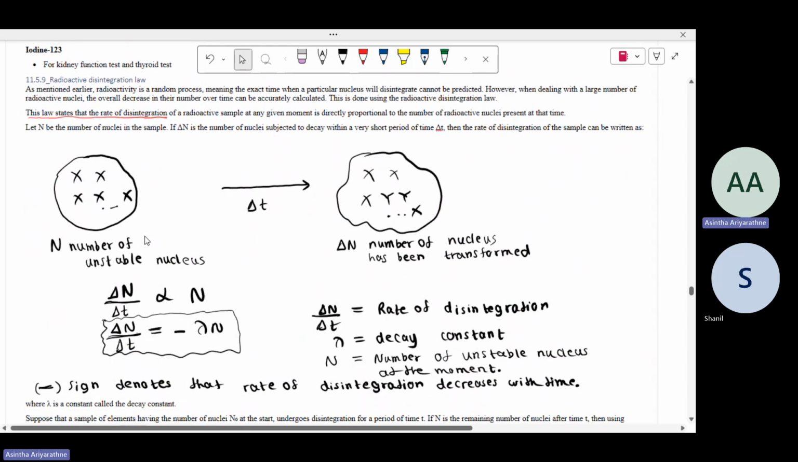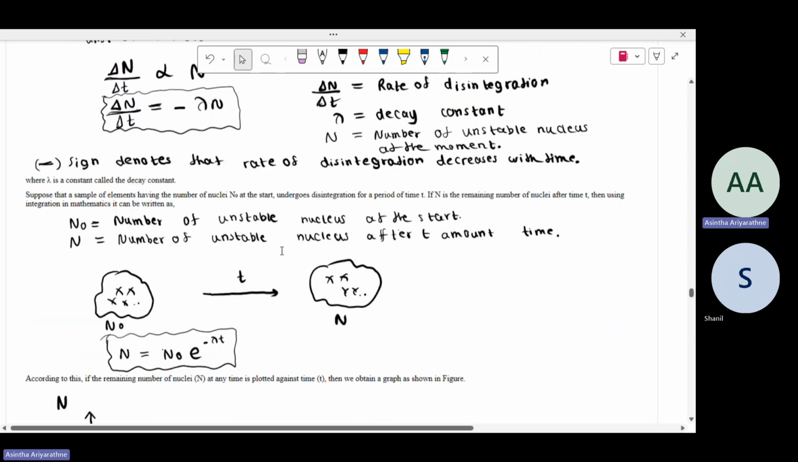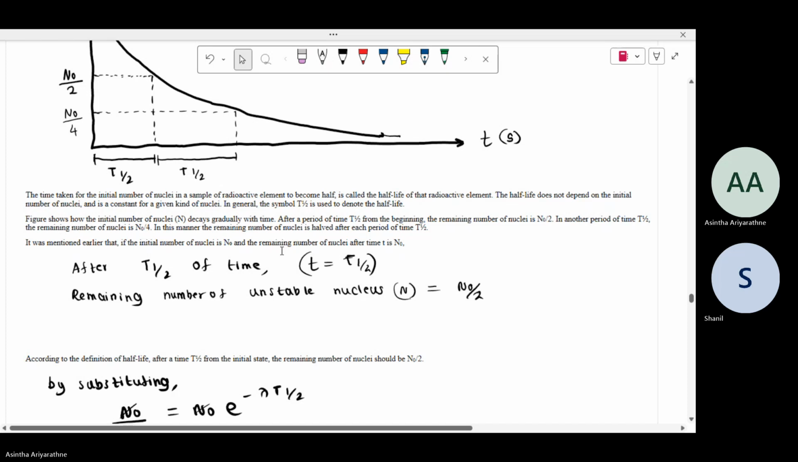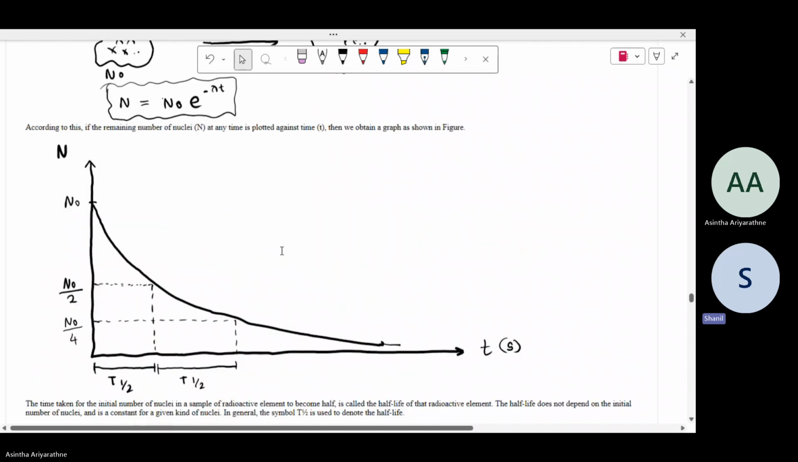Radioactive disintegration law. This minus sign always implies the rate of disintegration. So what does the E stand for?